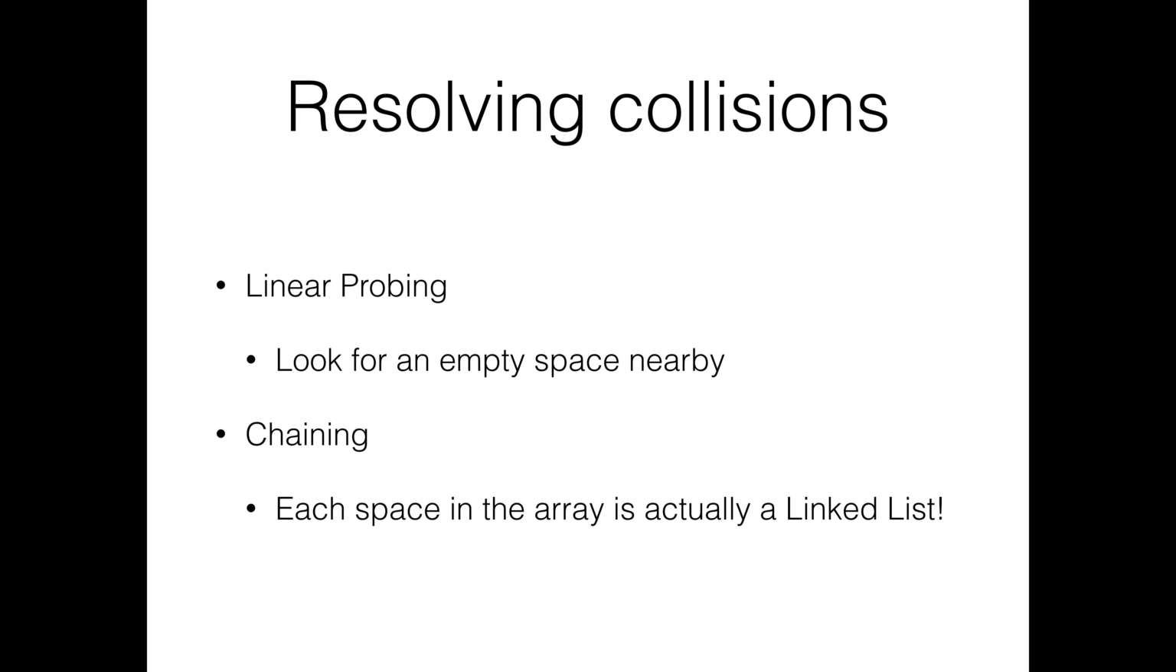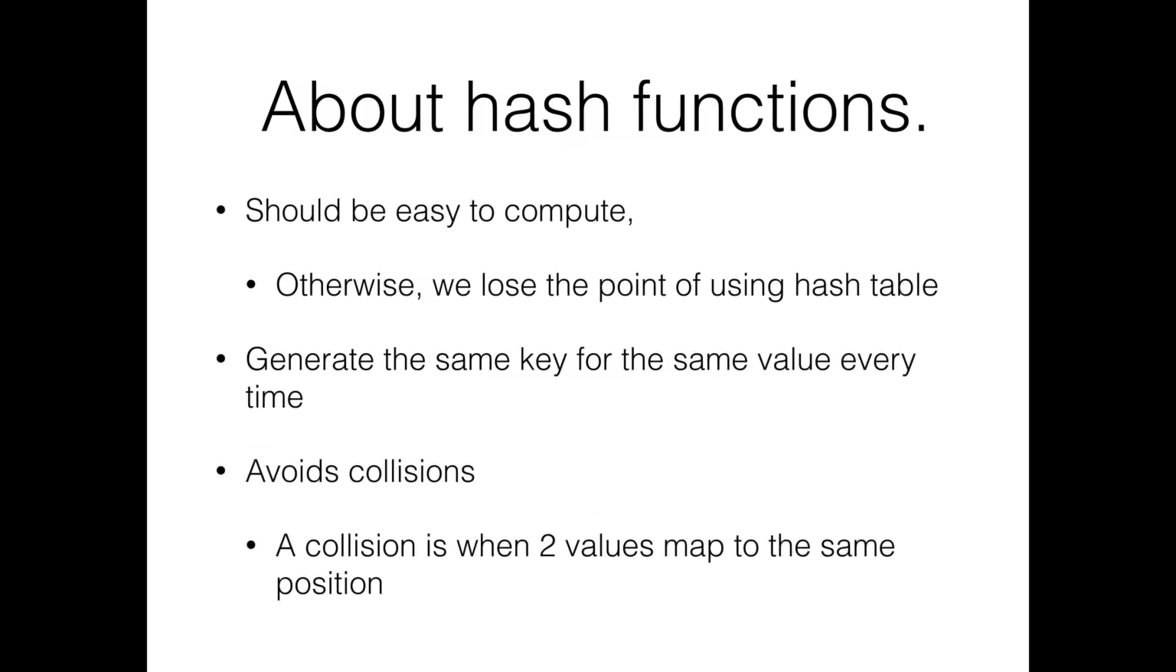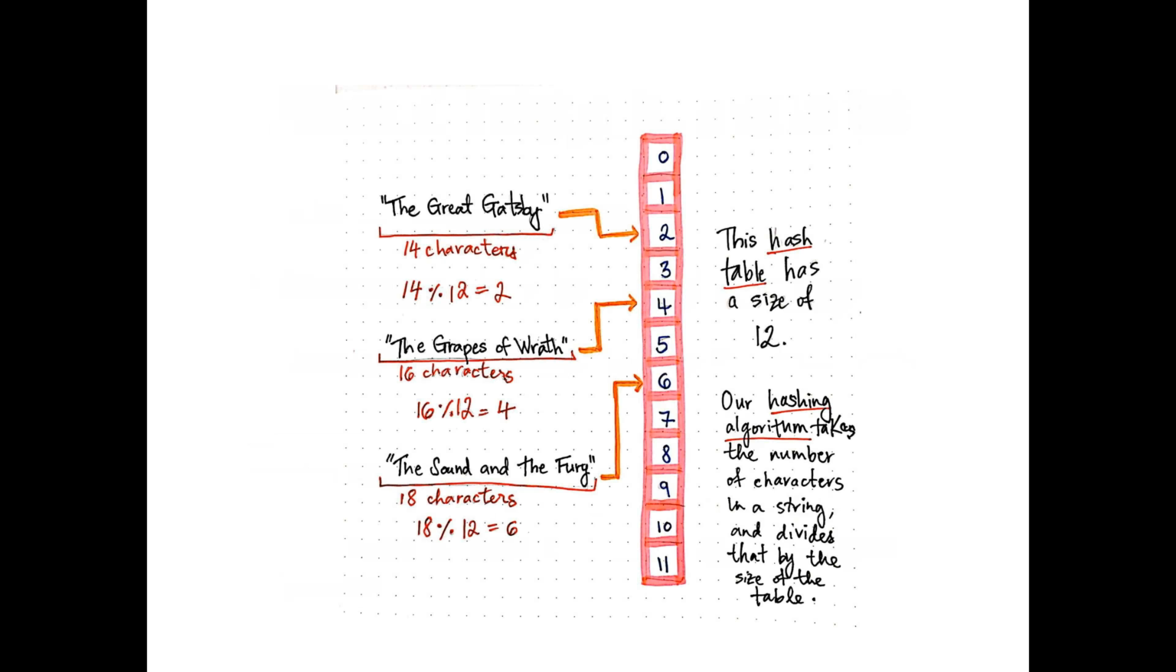Or you can use chaining, which is basically where each space in the array is a linked list, right? So if you had a bunch of book titles with 14 characters at position 2, you'd have a list instead of a single object stored over there. To retrieve something, the hash function would tell you where the head of the list was, and then you'd have to traverse the list to look for the exact object, right? So the idea is that a hash function should be good enough to avoid clustering in that way, so that you still get near constant time retrievals from the hash table.